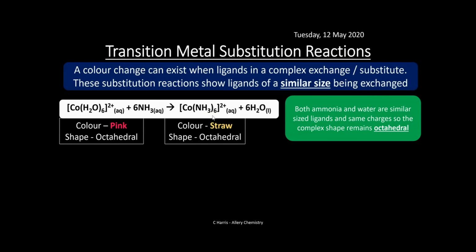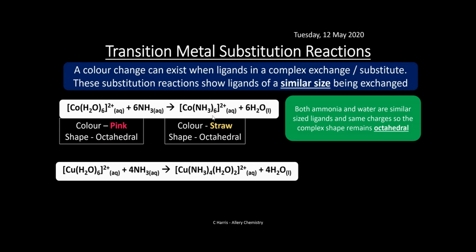So both the ammonia and water are similar size ligands, so they're the same size, and the same charges, so the complex shape still remains octahedral. But this proves that we do get colour changes when we're changing a ligand, and everything else remains the same, such as the shape. Here's another example.